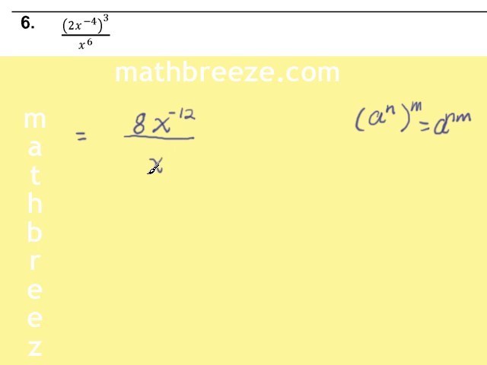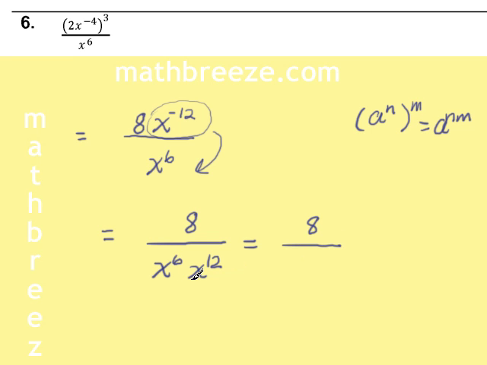And then the denominator, let's just copy that x to the 6. And now what I'm going to do is bring this x to the minus 12 down to the denominator. Leave the 8 in the numerator. It doesn't have a negative exponent. It just stays there. And the x to the minus 12 travels to the denominator as x to the 12. All right, so let's just multiply these powers of x, and we have x to the 6 plus 12, or x to the 18 in the denominator.